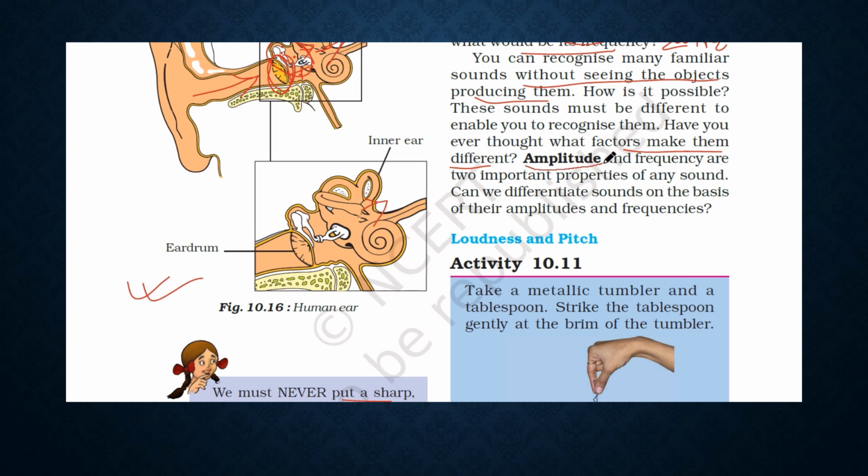Amplitude and frequency are two important properties of any sound. So can we differentiate sounds on the basis of amplitude and frequencies? Now let us see that. Now we will see about loudness and pitch. What is loudness and what is pitch? We will understand that.